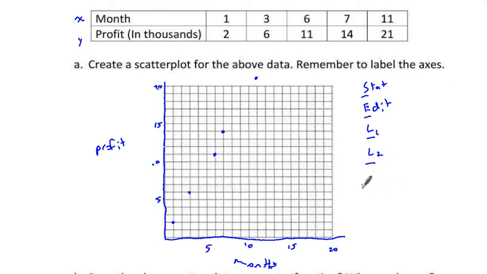To find the regression line, you're going to sell some cool lemonade.